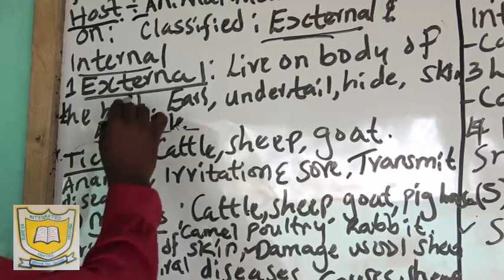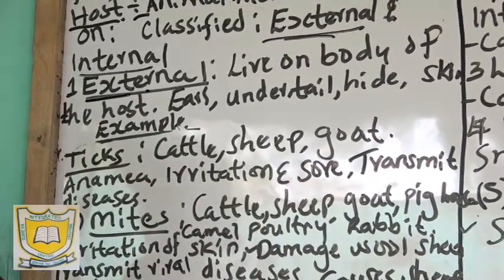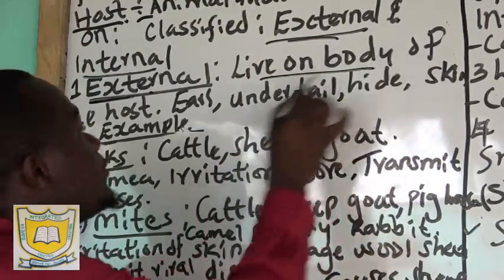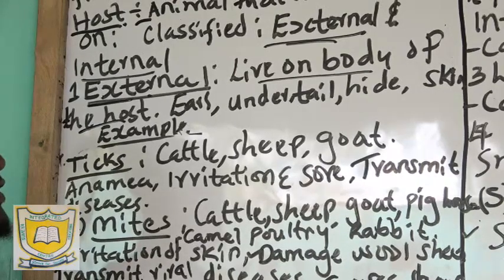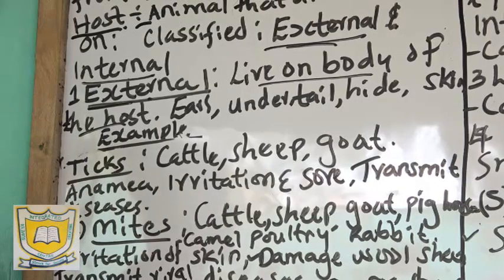When you talk about an external parasite, from just the term external, it means this one is found on the body, specifically on the surfaces of the animal. So it is on the body of that animal. If it is a tick, it is on the body of that animal, hence the name external parasite.